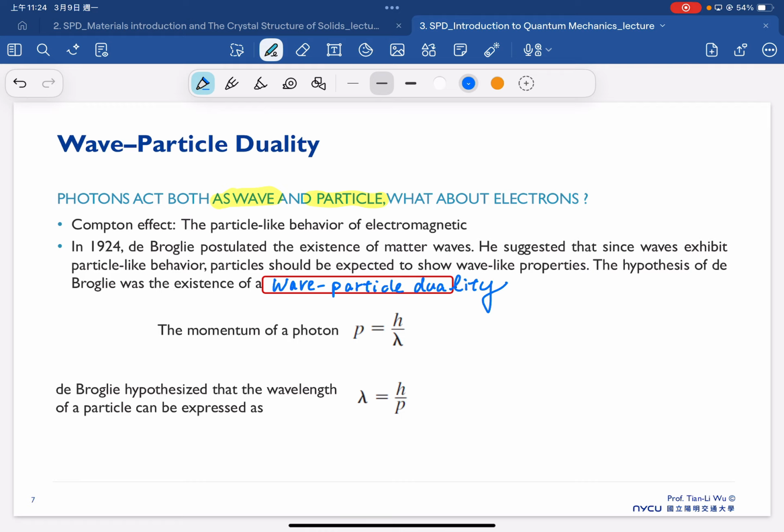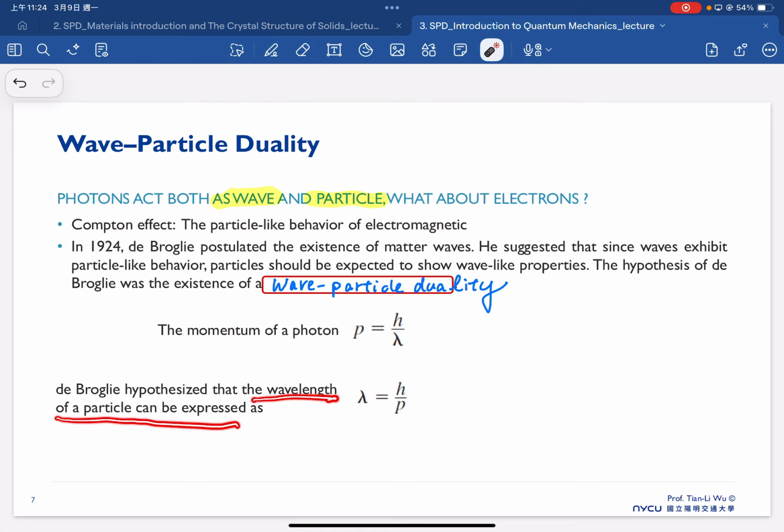So based on this wave-particle duality, we can get this equation, where the wavelength of the particle can be expressed by this equation.